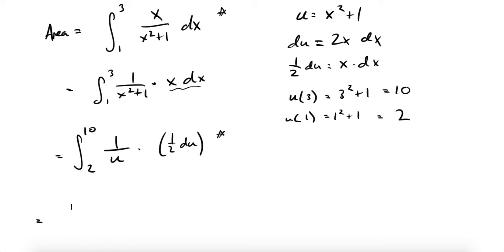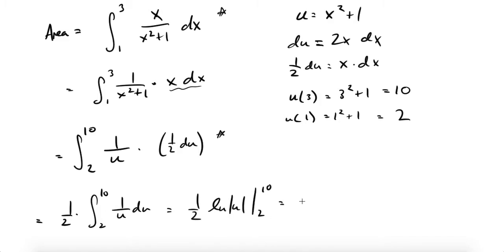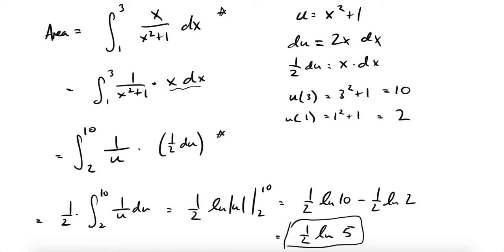So this becomes, right, I can take that 1/2 out, taking the integral from 2 to 10 of 1 over u du. So that's 1/2 natural log absolute value of u evaluated from 2 to 10, or 1/2 natural log of 10 minus 1/2 natural log of 2, or using rules of logarithms, right? If you do subtraction of logarithms, that's division inside of a logarithm. So 10 divided by 2 is 5. So 1/2 natural log 5 is the area under the curve.